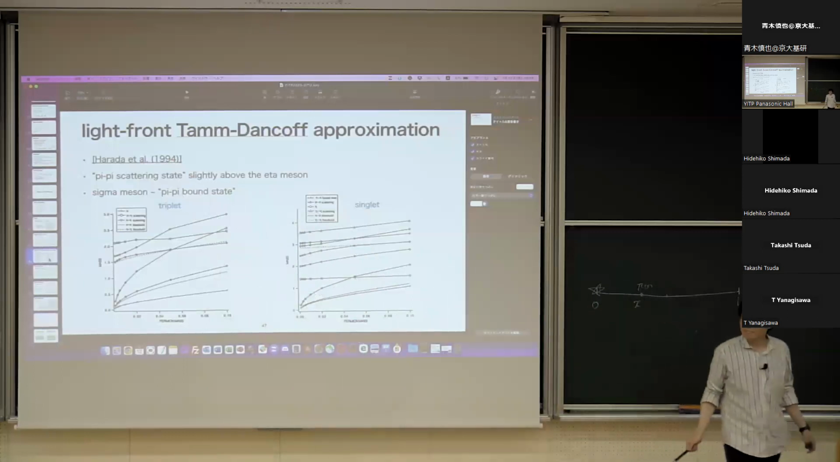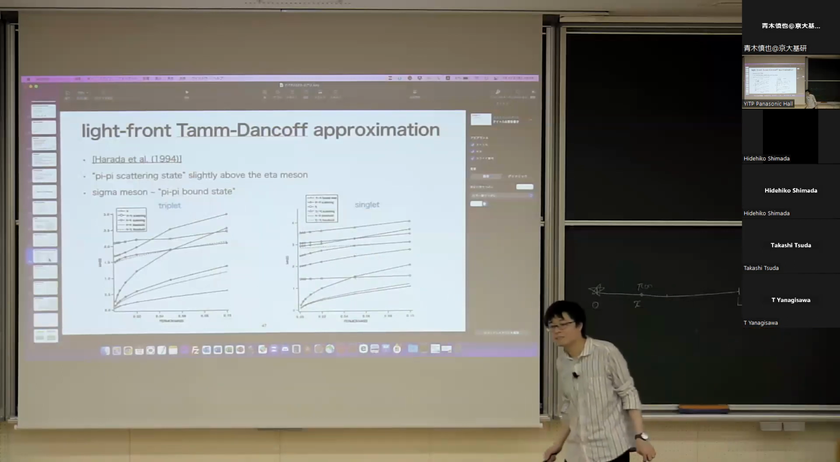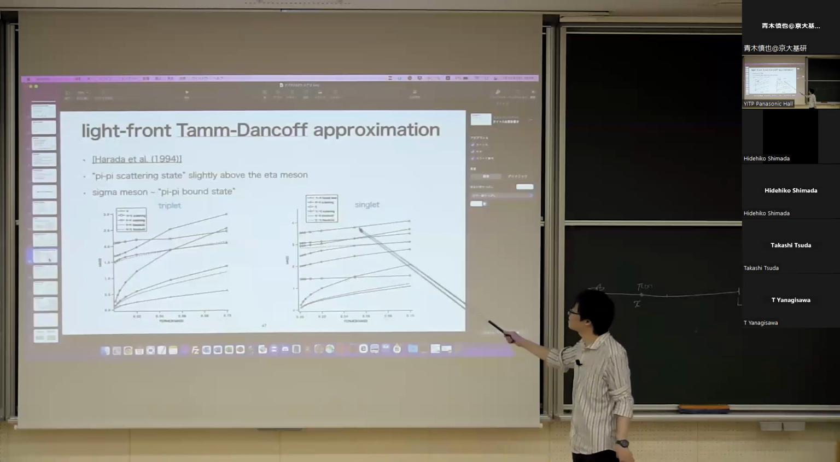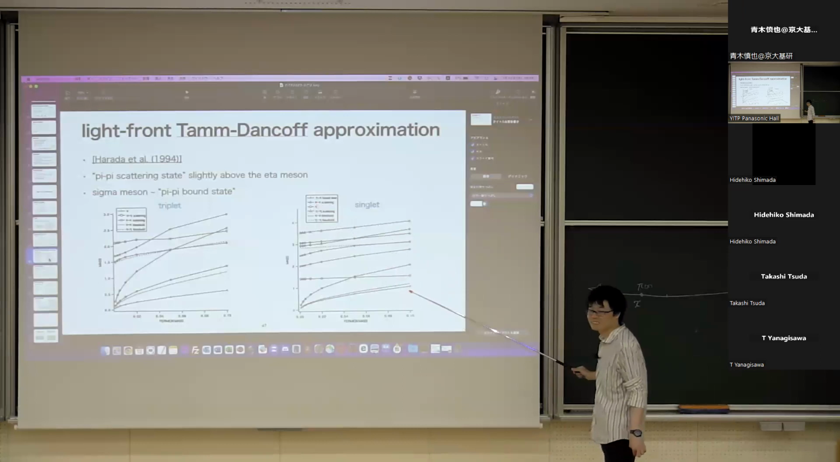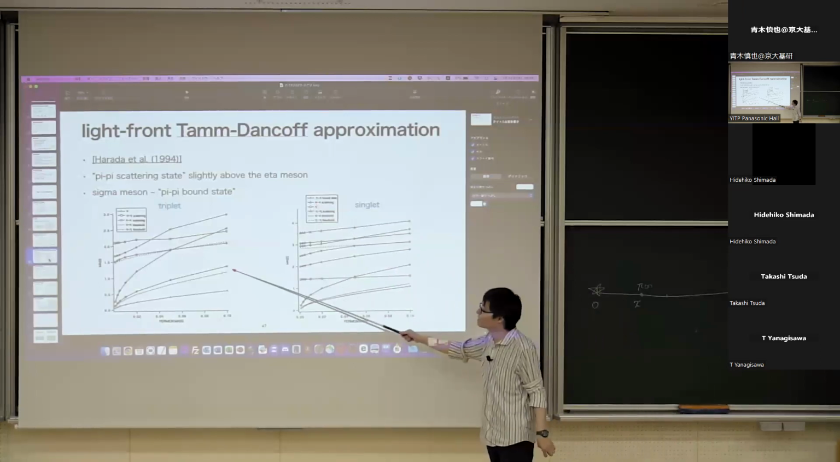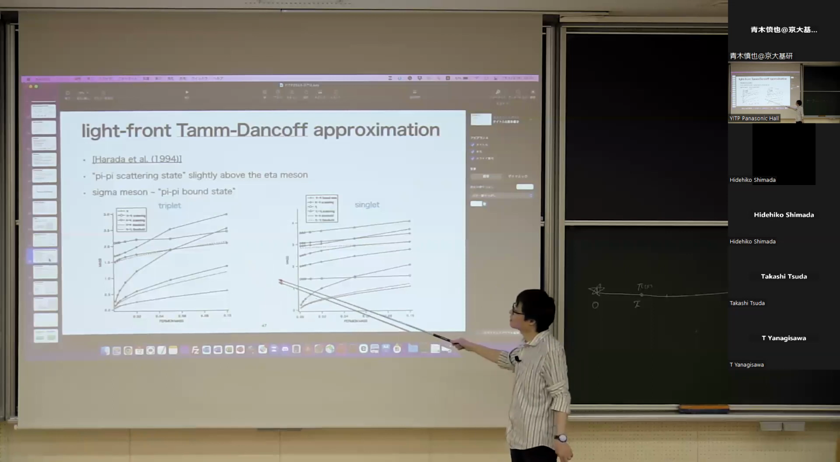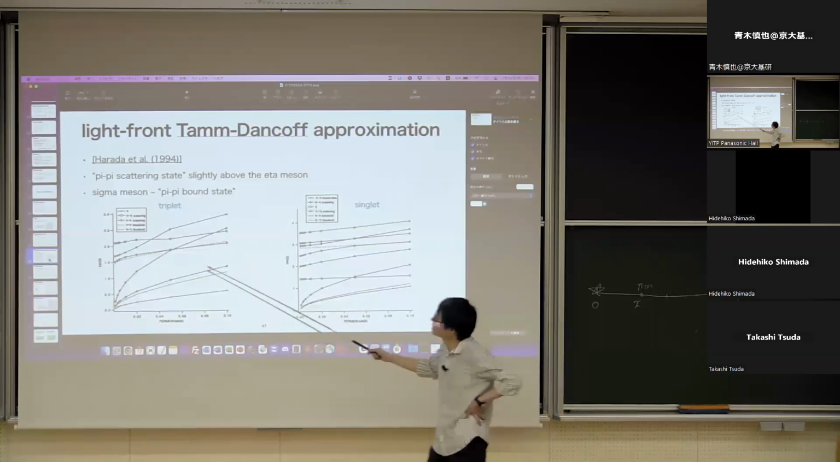Is there any other questions? Pion, sigma meson bound state. They regard the sigma meson as a pi bound state. So then it's like a three-pion state or something. I don't know, but this one is a pion scattering state. But the quantum number is like a pion, sigma meson bound state. Your state has the same quantum number as a pion.